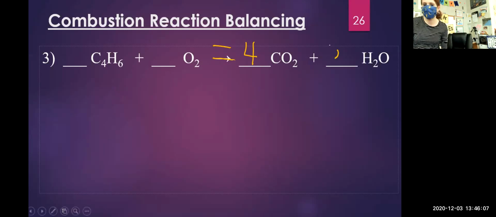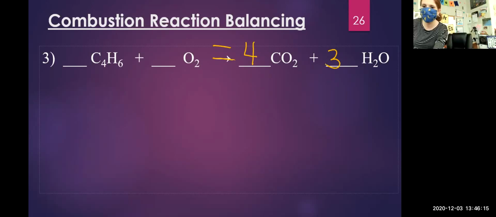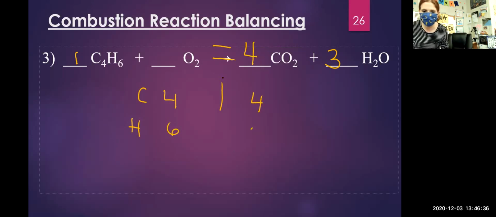3 times 2 is 6. Very good. Go back to pen. 3. You're thinking of that 2 times 3. 2 times 3 is 6. That's right. So if we're keeping track, I'm going to draw them out. Our C's, we're at 4 and 4. Our H's, we're at 6 and 6.